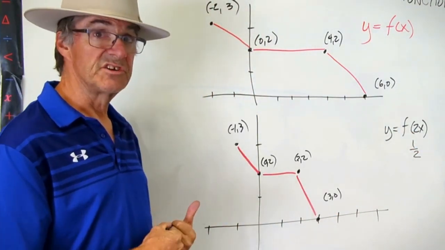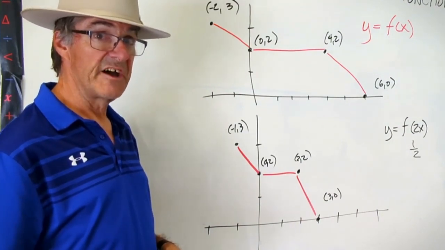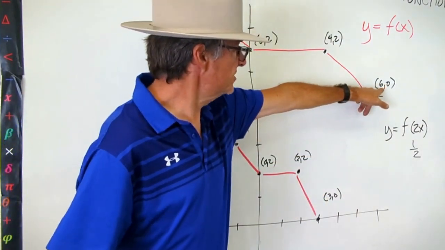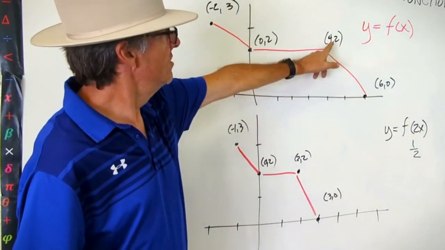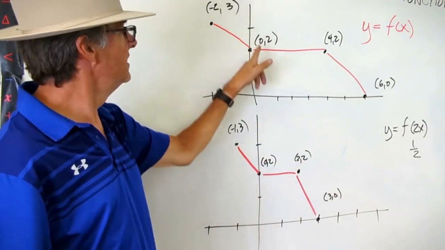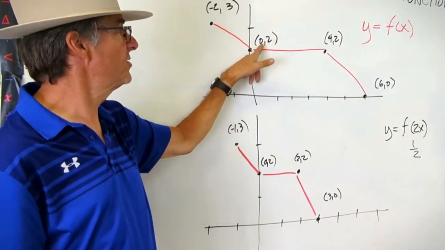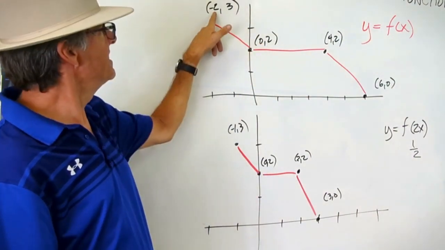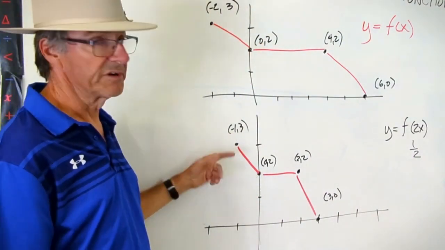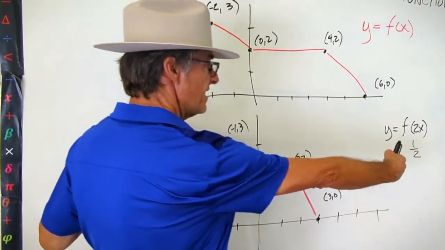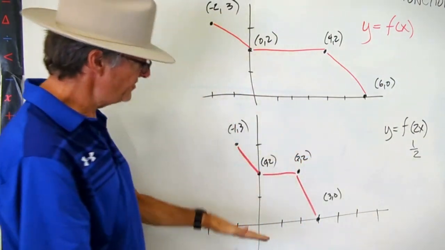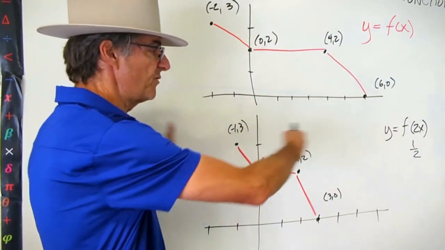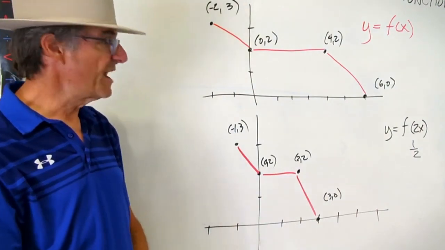Now to do this compression, I just multiplied all of my x values by 1/2, leaving the y values unchanged. So 6, 0 becomes 3, 0, 4, 2 becomes 2, 2, 0, 2 doesn't change because I can multiply 0 by 1/2. It still stays 0, so that point does not move. And then negative 2, 3 becomes negative 1, 3. And this makes sense. My graph has been compressed. It hasn't changed in the vertical sense. It's still the same attributes that way, but it's been compressed by a scale factor of 1/2.